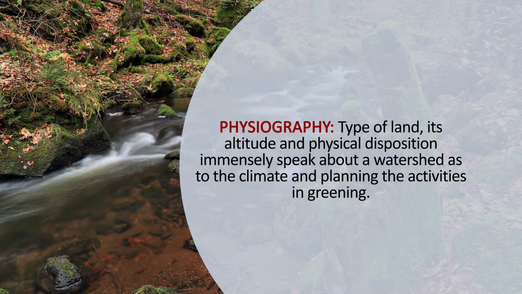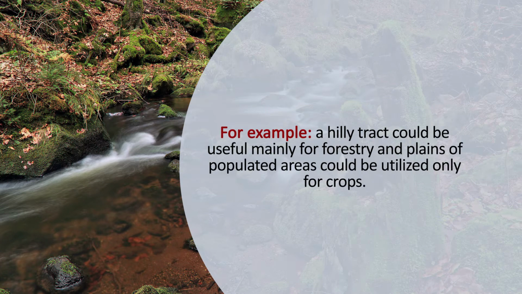Another important characteristic is physiography, meaning type of lands, its altitude, and the physical disposition that immensely speak about the watersheds as to the climate and the planning, the activities in greening the watershed. For example, a hilly tract could be useful mainly for forestry, and the plains or populated areas could be utilized only for crops. So physiography is also one of the important characteristics of watershed for effective implementation of watershed management.